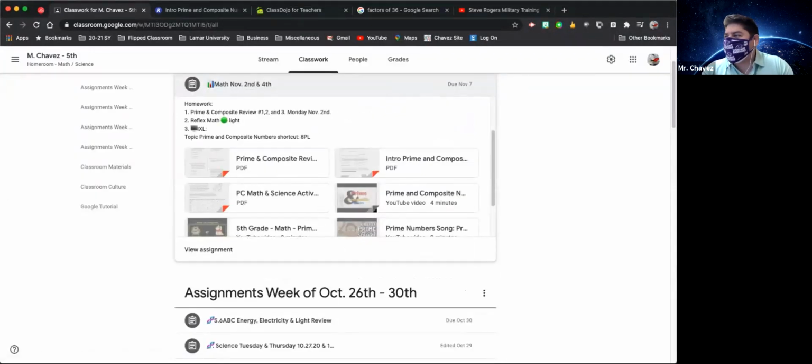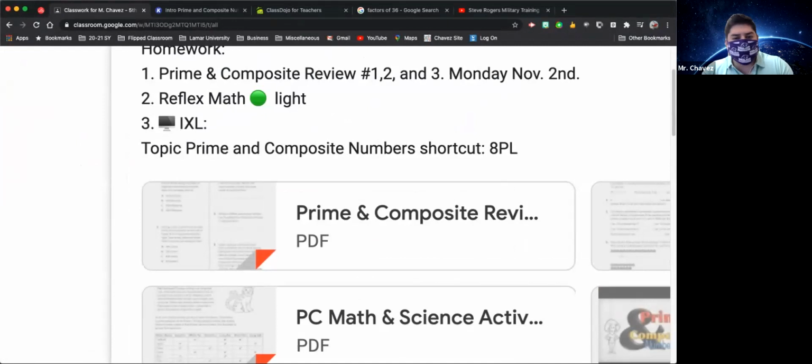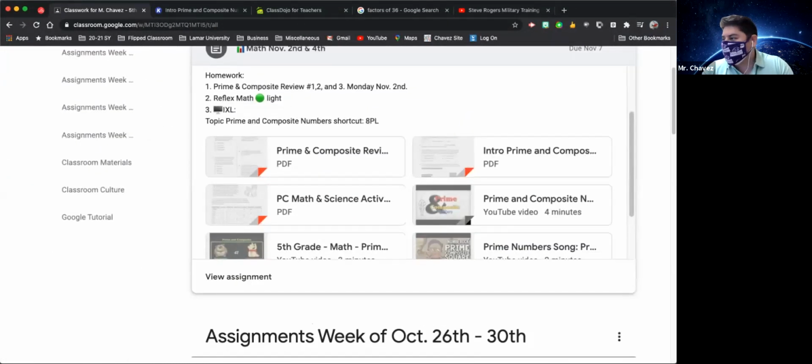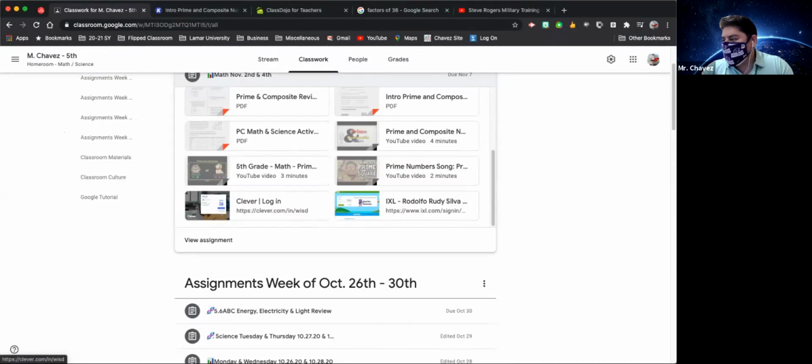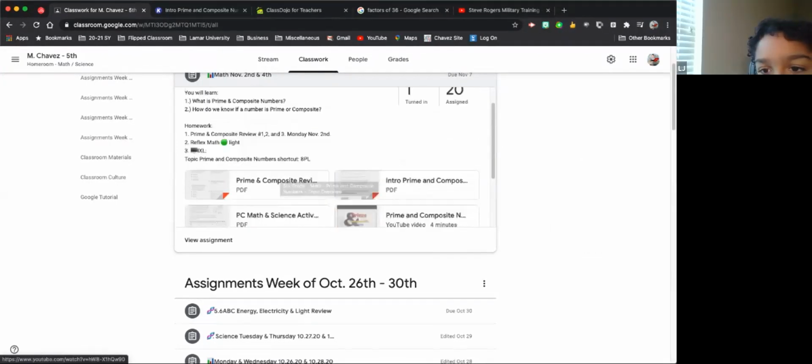The second thing you're going to do is get onto Reflex and get that green light. Here I have the Clever login right there, so you can log in through Clever and get your green light. If you already got your green light from earlier this morning, then you're good. If you're still working on it, be sure you get that green light out of the way. And then the last one.